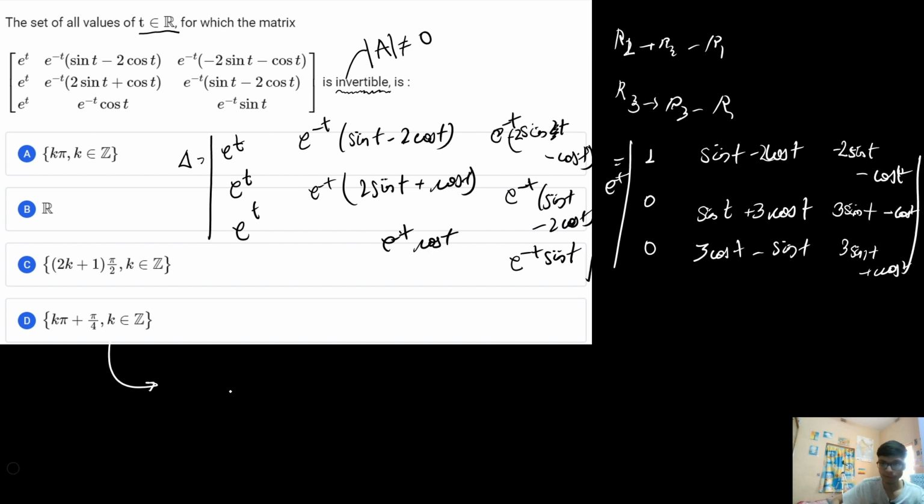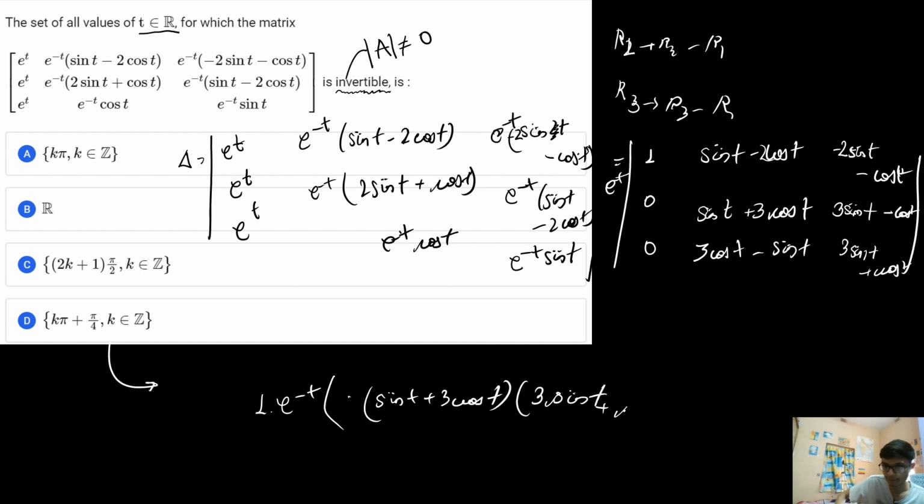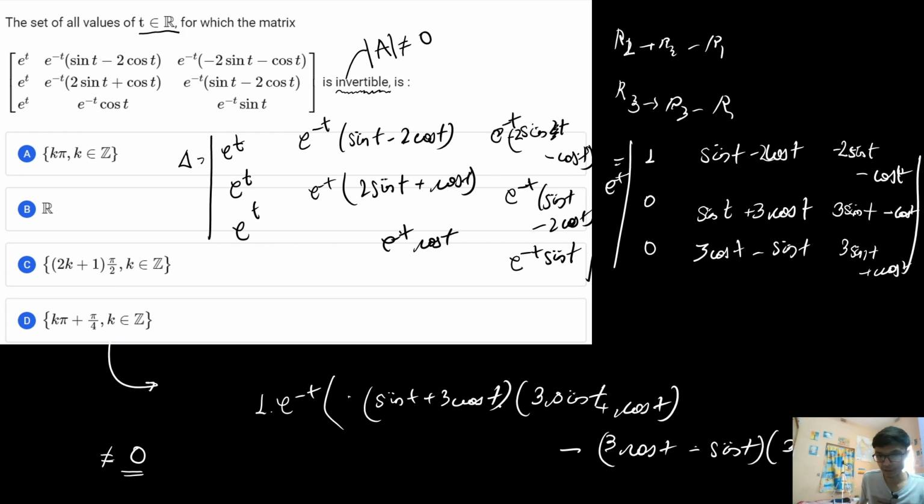Now from here if I compute, that is e to the power minus t into 1 over here, into sin t plus 3 times cos t multiplied by 3 sin t plus cos t, minus 3 cos t minus sin t multiplied by 3 sin t minus cos t. So from here if you expand, you will get a non-zero result. The t part actually gets cancelled out and remains as 1, that is some constant quantity will be coming out from here.